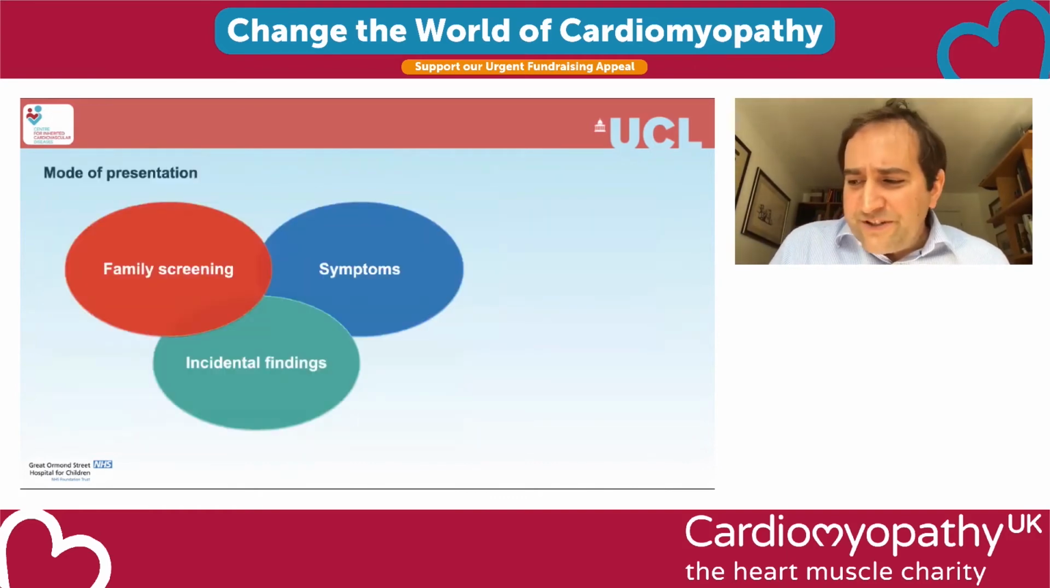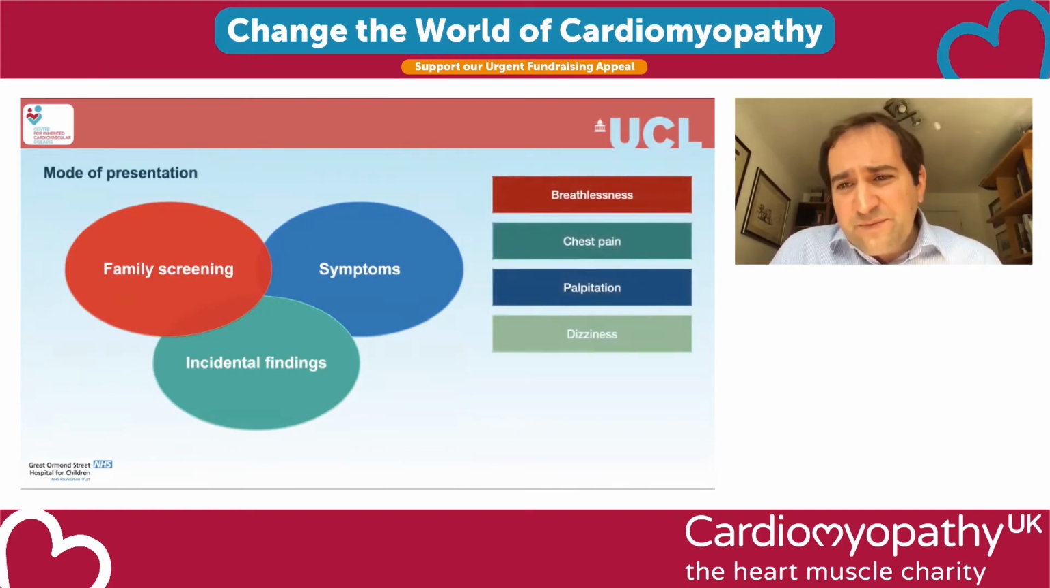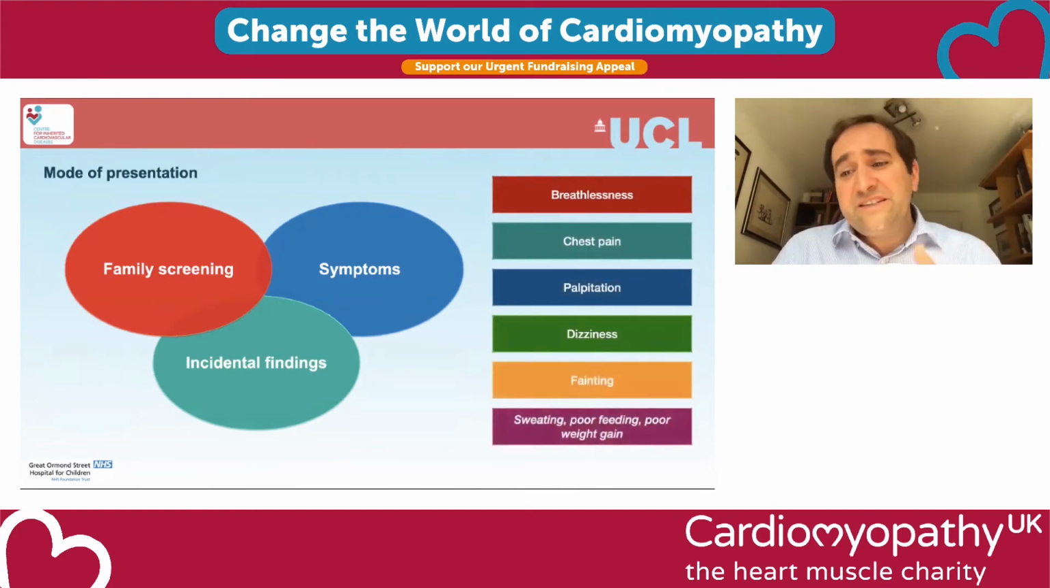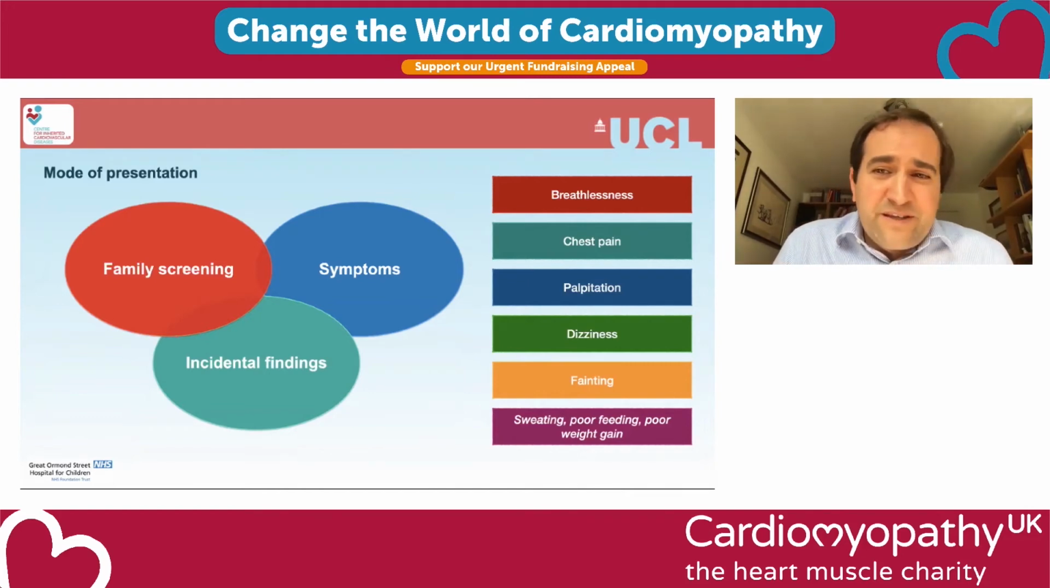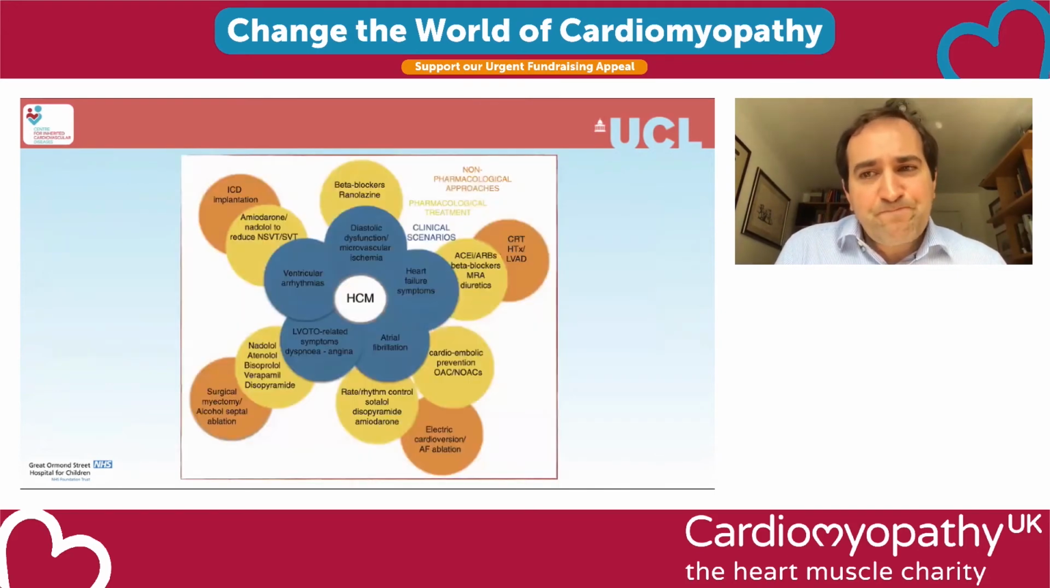The reason we see children in these clinics is a combination. So it's either family screening because somebody else in the family has the condition, or they've presented with symptoms. And when that happens, it's usually symptoms of breathlessness or chest pain or feeling your heart beating very quickly or feeling dizzy or even fainting. And in the younger children, in the babies, it's excessive sweating, poor feeding, not being able to gain weight as you'd expect them to. And sometimes we pick these conditions up completely incidentally. Someone will identify a murmur for whatever reason, or a child will have an ECG and they'll pick up some abnormalities that then lead to the diagnosis.